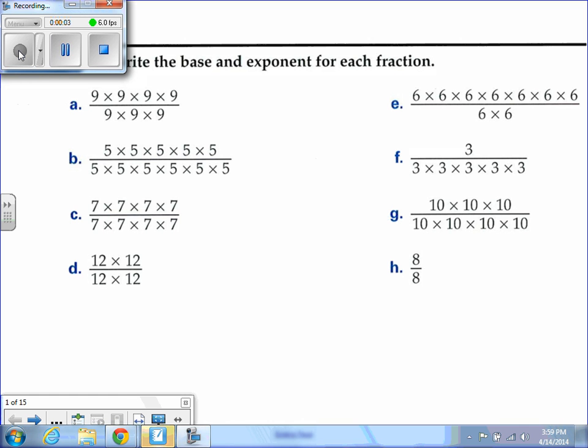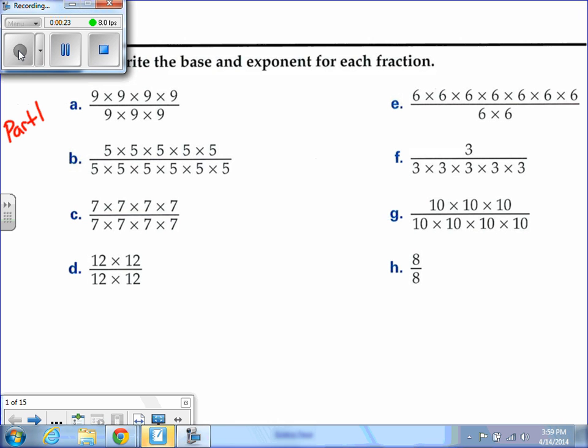All right, we are going to start reviewing for your test, Mastery Test 5 that you have coming up shortly. And what we're going to start with here is part 1 of your test. This is what's going to be on part 1 of your test. And we need to write the base and the exponent for each one of these fractions.